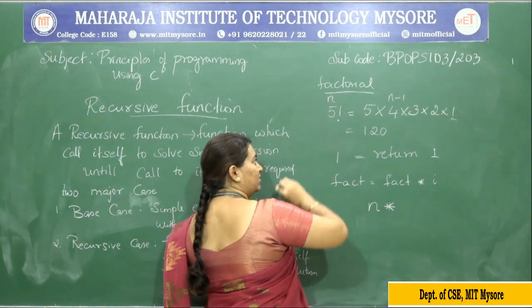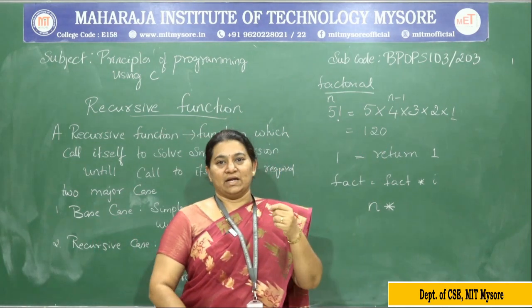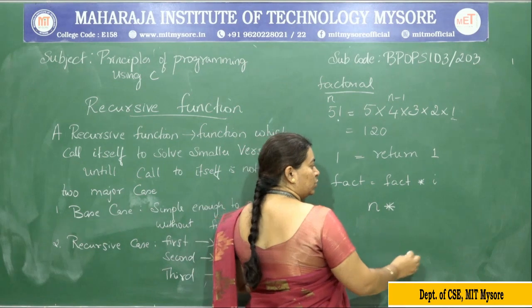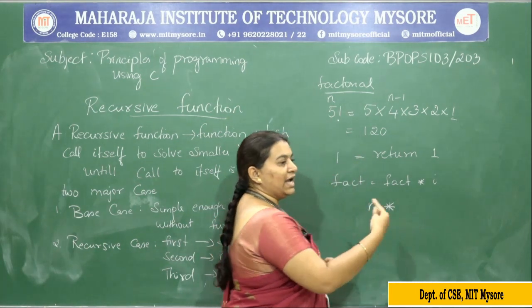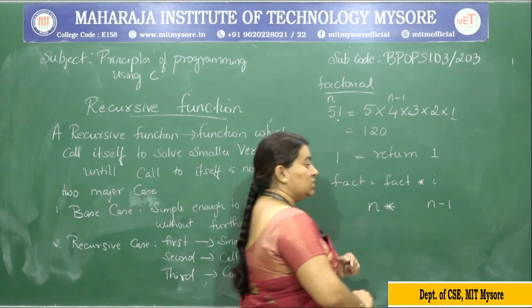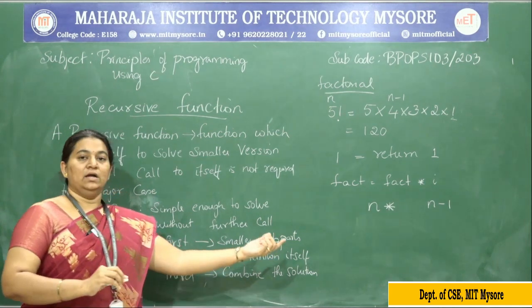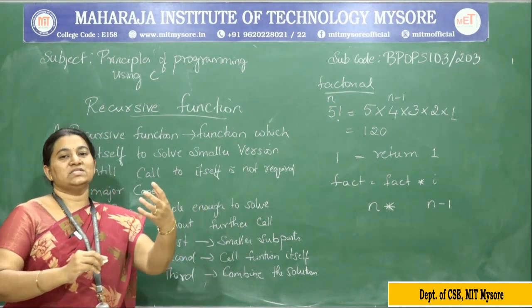So if 5 is equal to n, then how do I get a 4? I have to use n minus 1. So what I am going to do is calculate n minus 1. So this will be n minus 1. Now, what is the first step? I am dividing my problem into subparts.